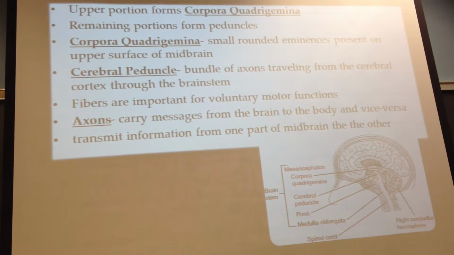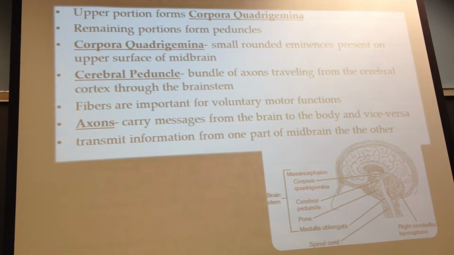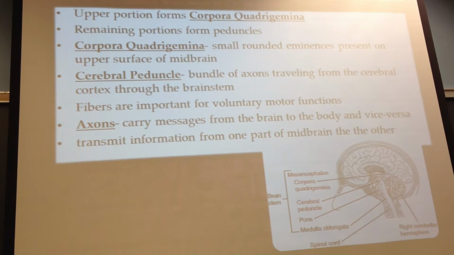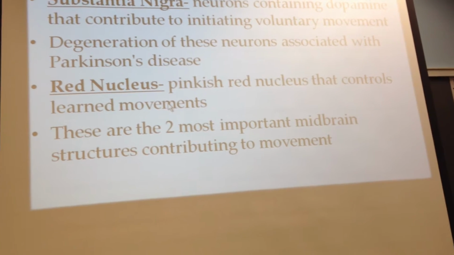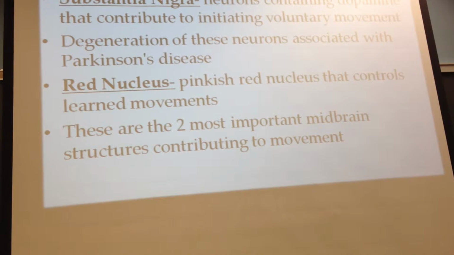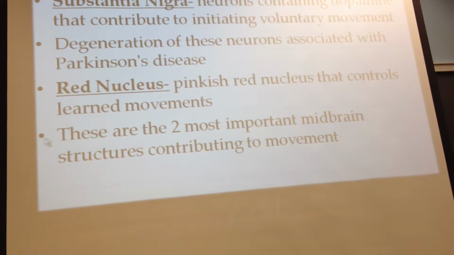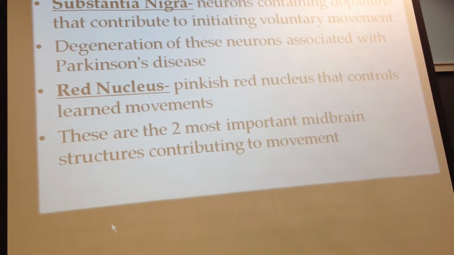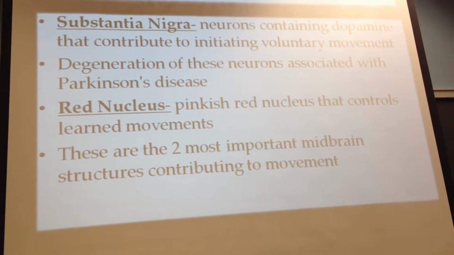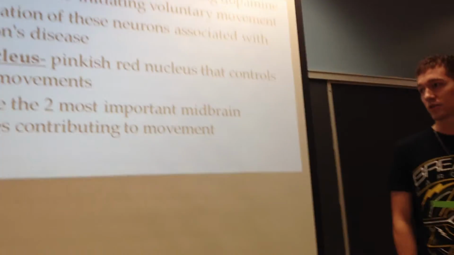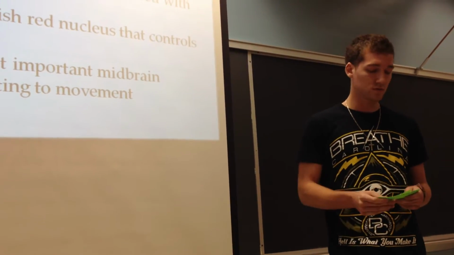And the red nucleus, the red nucleus is a pinkish red nucleus that controls learned movements. An example of a learned movement would be learning a dance routine, where the coordination and timing of your muscles are too much for your conscious mind to control, so it's controlled by the red nucleus.